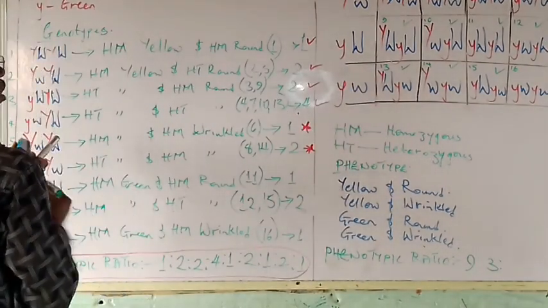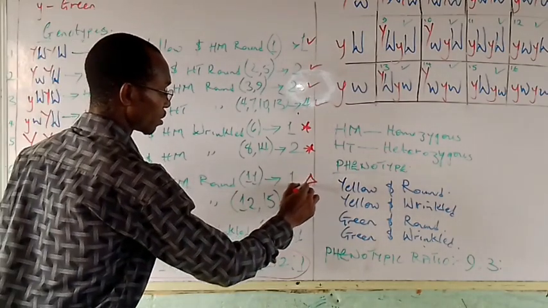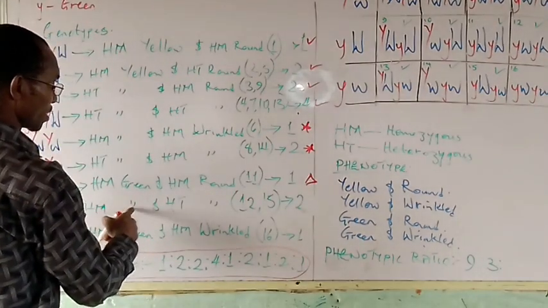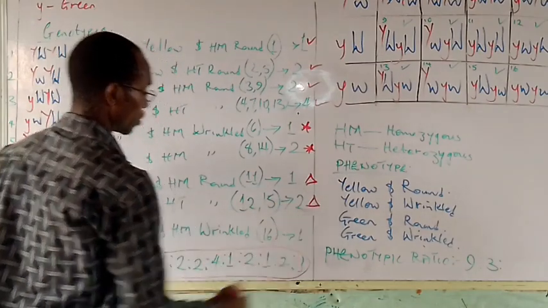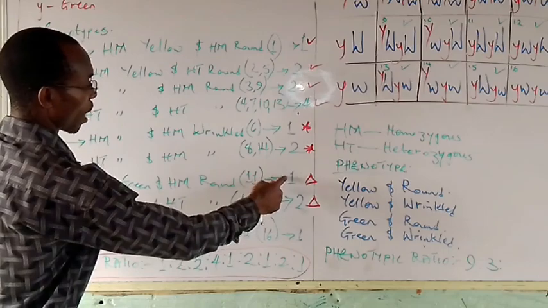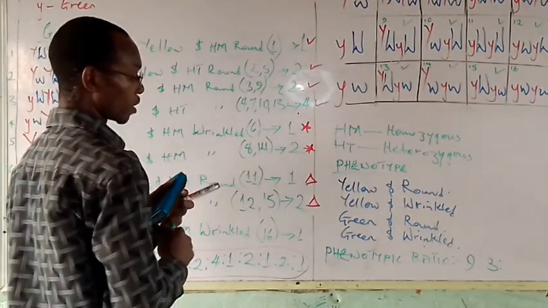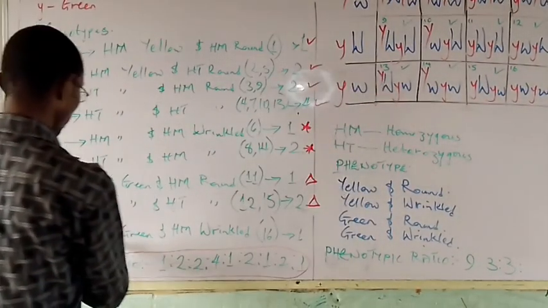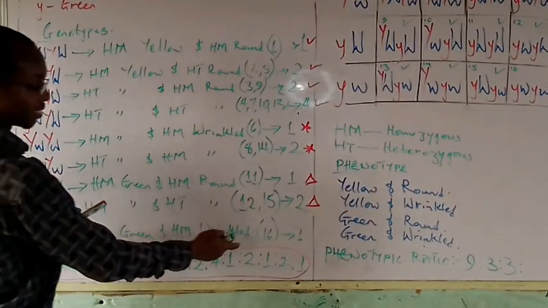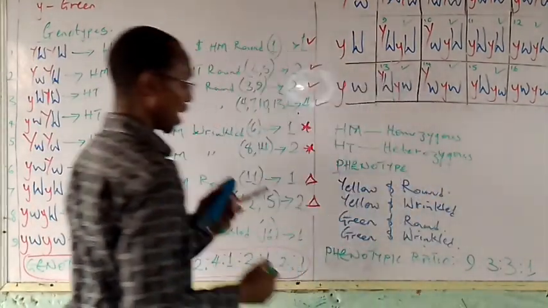And then the next one, we have green and round. This one also is green and round. This one is green and wrinkled, so this one is not part of them. So green and round, green and round. So 1 plus 2, we also have 3 for that possibility. And then the last one here is green and wrinkled, which is just 1. So that is what we have here.